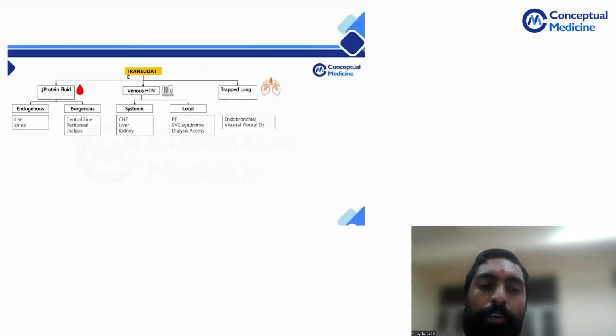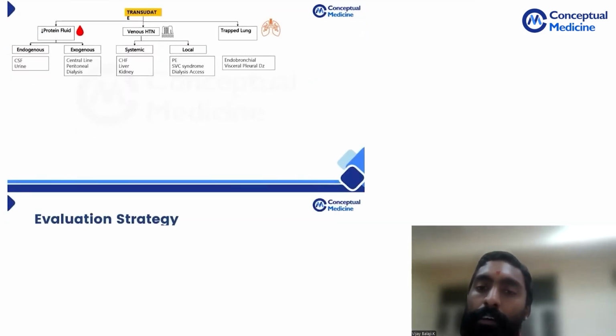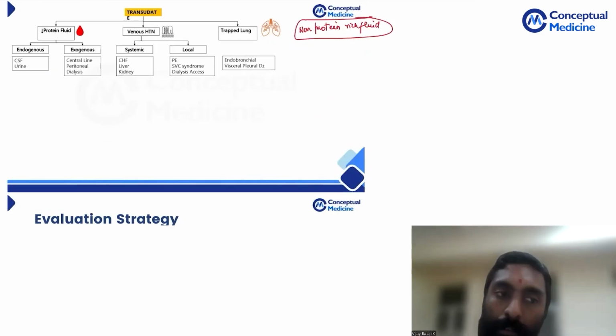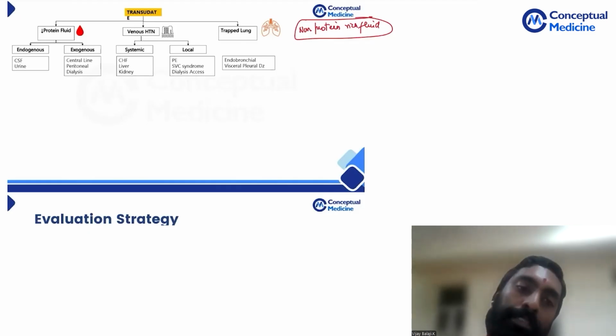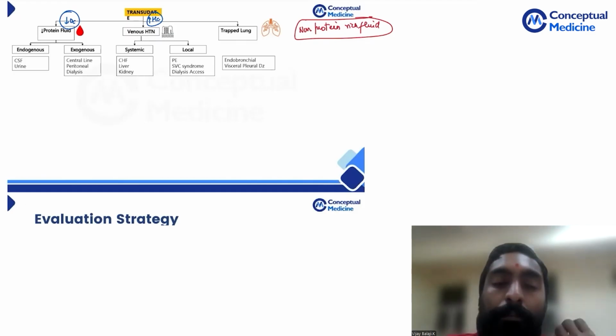Next, how are we going to evaluate a transudate? If there is no permeability, it is going to be a transudate. So it is a non-protein rich fluid. This is how we should think of it. We saw in Starling's law, either there is increased hydrostatic pressure or there is a low oncotic pressure. If there is a very low oncotic pressure, that means the protein in the fluid is very low. There are some endogenous substances which have low protein by themselves.